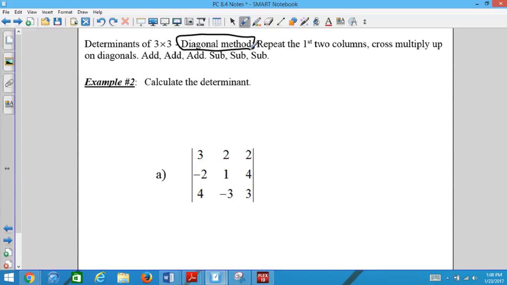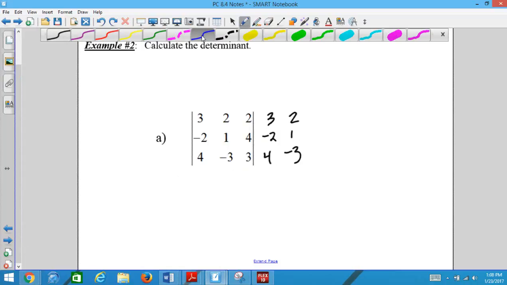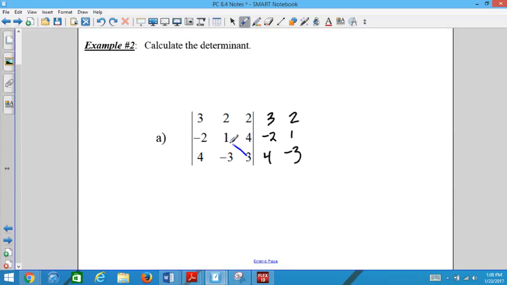To do the diagonal method, we repeat the first 2 columns. So we're going to write 3, -2, 4, and then 2, 1, -3, just right next to the matrix. You're just going to repeat those first 2 columns. And then we're going to cross multiply up where you have a diagonal of 3 numbers. Here, here, and here. You're going to cross multiply up.